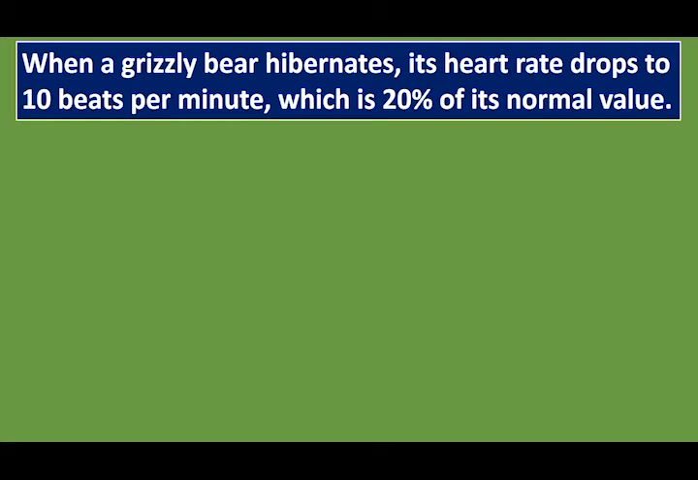The first thing we should do is read the word problem and make sure we understand the keywords and know which math to use. When a grizzly bear hibernates, its heart rate drops to 10 beats per minute, which is 20% of its normal value.